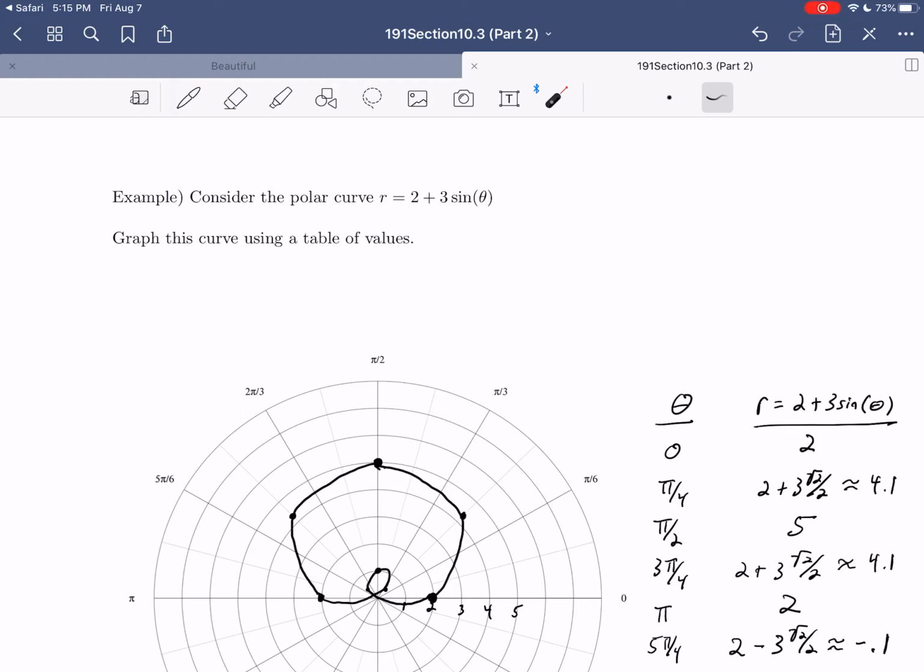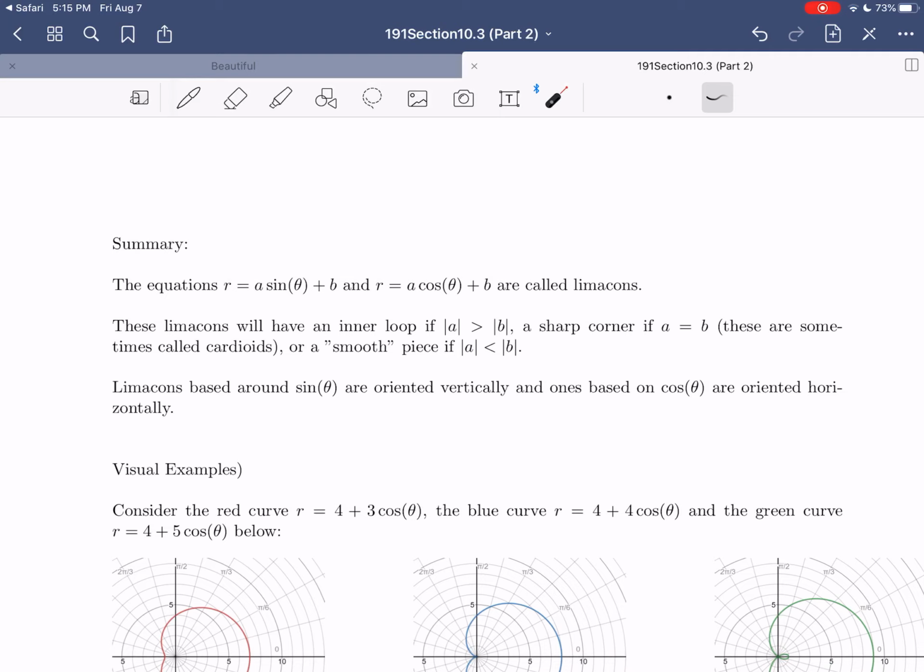So now we're ready to summarize this family of curves. And it turns out that there's several different types of pictures they can have based on the size of these two values. So let's go ahead and take a look. So the equations r equals a sine theta plus b and r equals a cosine theta plus b are what are called limaçons. Limaçon basically is just a French word for snail, because these things sometimes look like a snail shell or a snail shape.